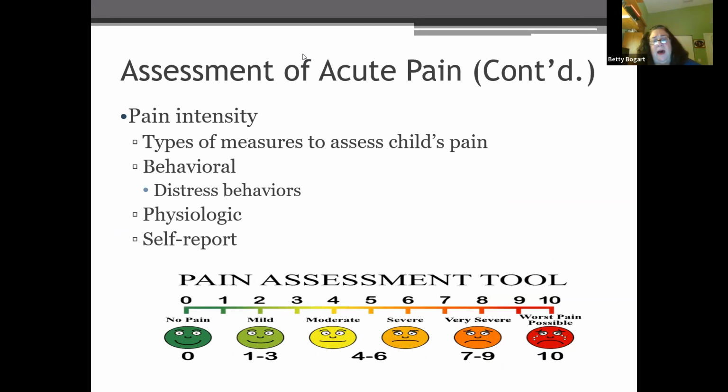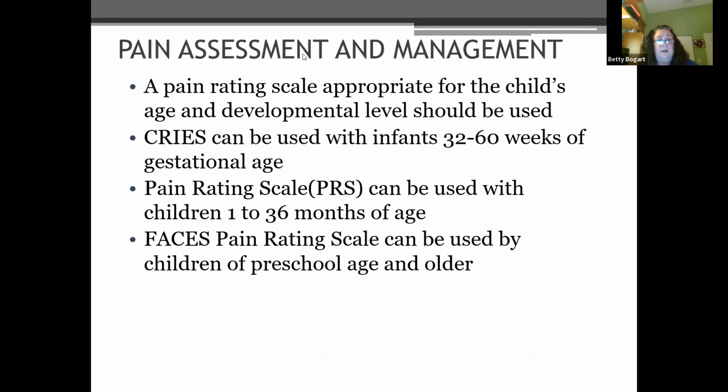Now, this one on the bottom is called the Wong-Baker FACES scale. This one is good. It cannot be used till they're a preschooler, according to your book. So 3 years old is when this can be started. And they literally will look at it and say, I'm number 6, and they'll point to the face. They do use it really well.